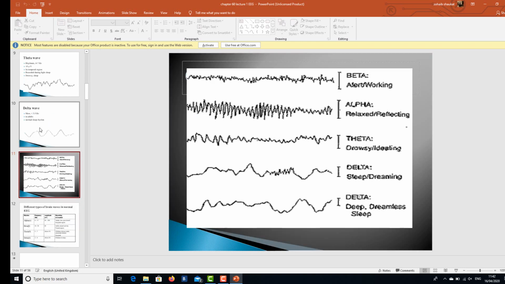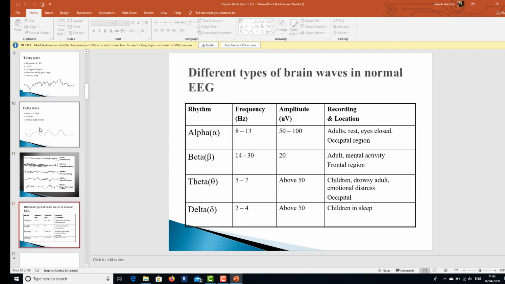Now you can see the beta waves when the person is working, alert, or during high mental activity. And alpha waves, they are regular ones and they are seen when relaxed. Theta, when the person is drowsy. Delta, when the person is sleeping, dreaming, and also during dreamless sleep.